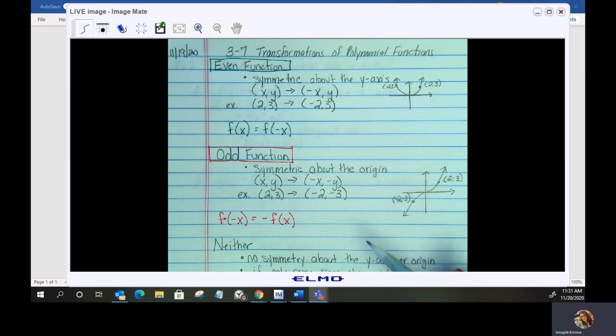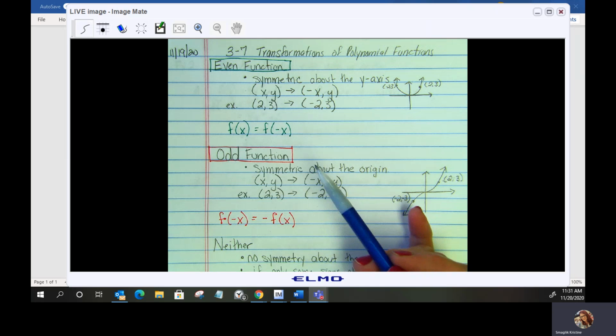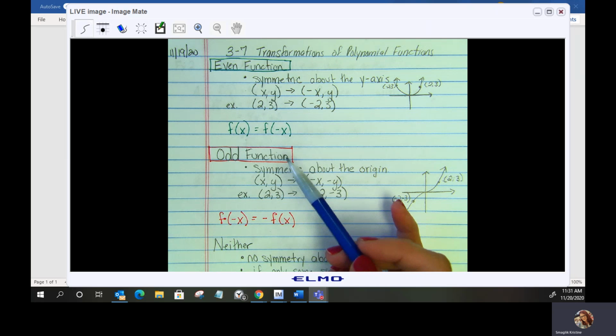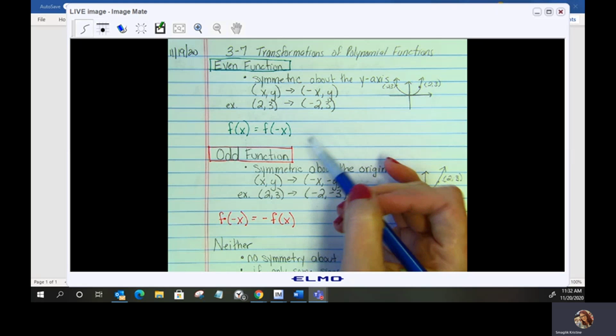Now we're looking at even and odd functions, which refers to symmetry. So don't confuse even and odd here with the even and odd end behavior. They are similar, but there are some differences. So here we go. An even function is going to be symmetric about the y-axis.